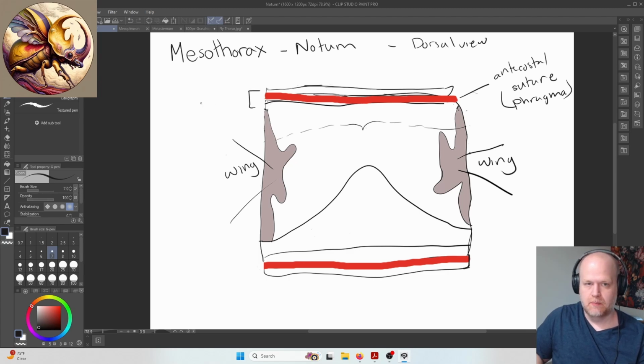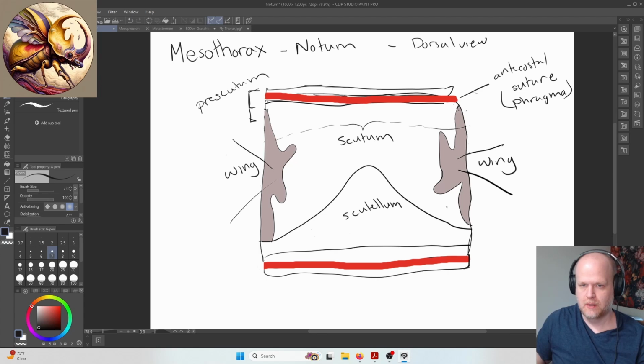This is the prescutum. This is the scutum. This is the scutellum. Kind of triangular shaped, huge in stink bugs. And this is the postnotum. This little area here. Easy enough. Okay.